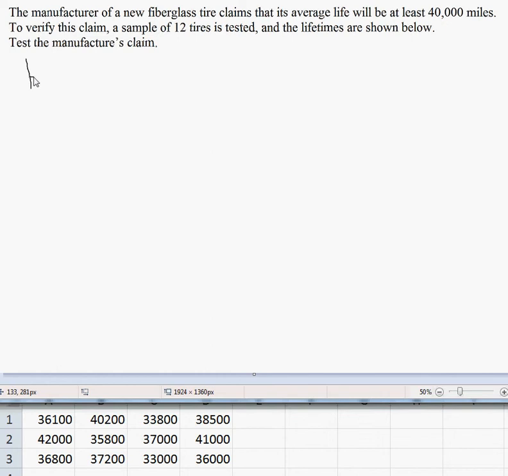Now we'll start setting up this problem as before. The null hypothesis will be that the mean is equal to 40,000 miles, while the alternative hypothesis will be that the manufacturer is overstating how good these tires are, so that the mean is less than 40,000 miles. We'll also set the value of alpha to be equal to 5%.